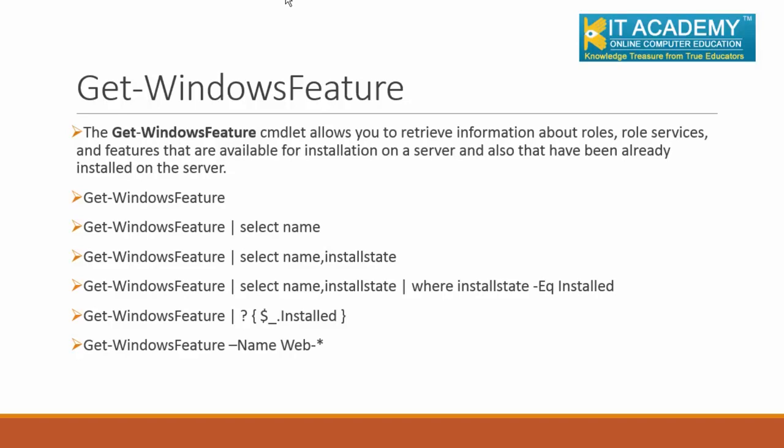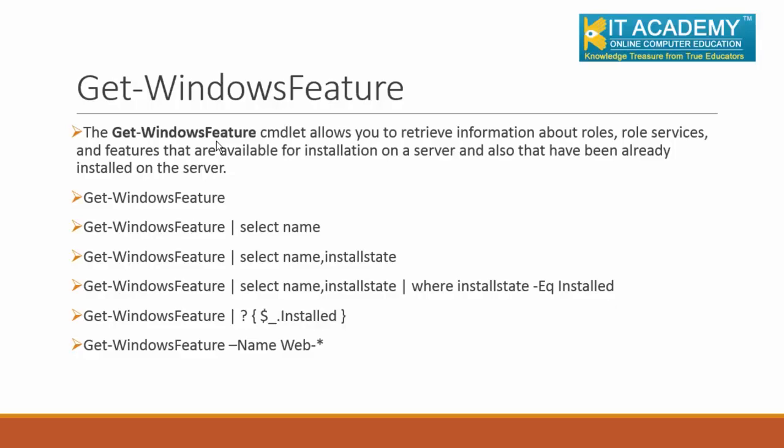In this lecture, I'll explain how to work with the Get-WindowsFeature commandlet of the Server Manager module. The Get-WindowsFeature commandlet allows you to retrieve information about the various roles, services, and features that are available for installation on a specific server, as well as the list of roles and features that have already been installed on your server. So basically, Get-WindowsFeature gives you the list of installed features and the list of features that are available for you but not installed.